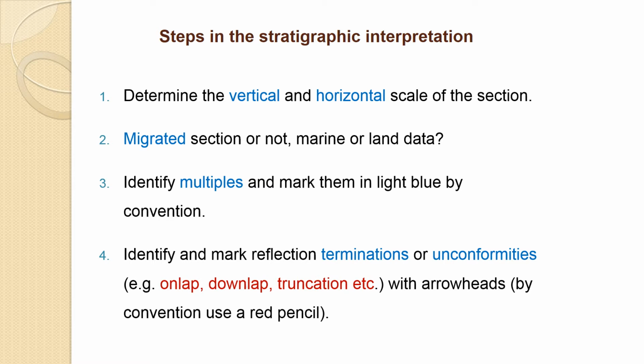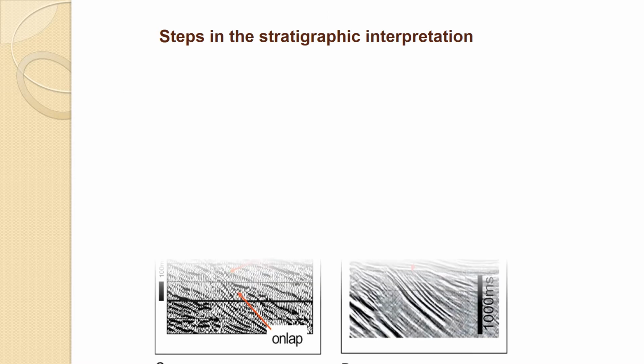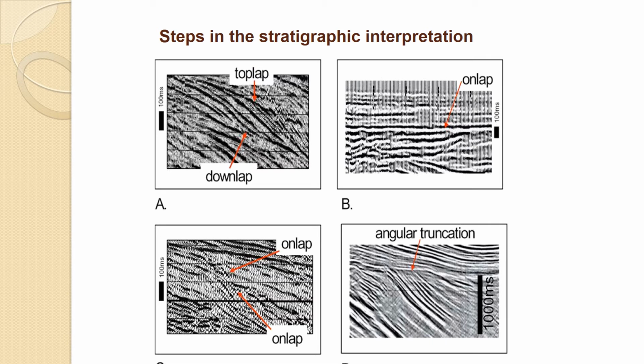And we have to put some arrows to point to those terminations, as we can see from the figure here. So you can see toplap, downlap, and you have those arrows just to mark them. And then also in figure B you have onlap, and C you have onlap, and again onlap one more time, and in the last one, D, you will see the angular truncation.